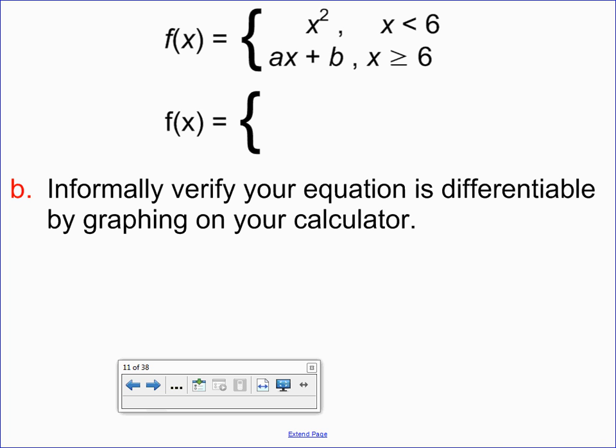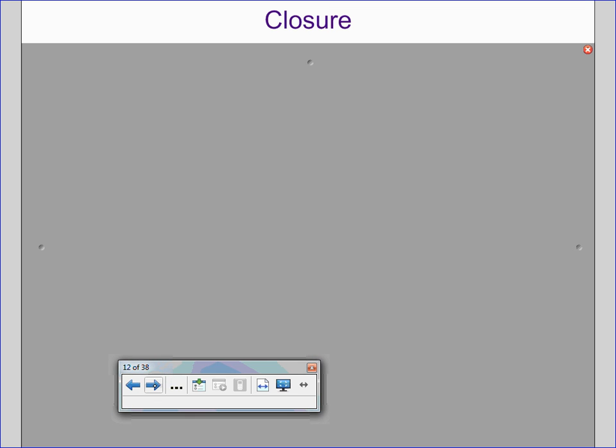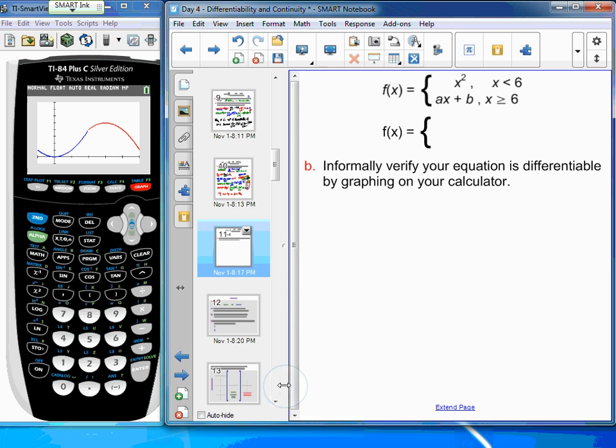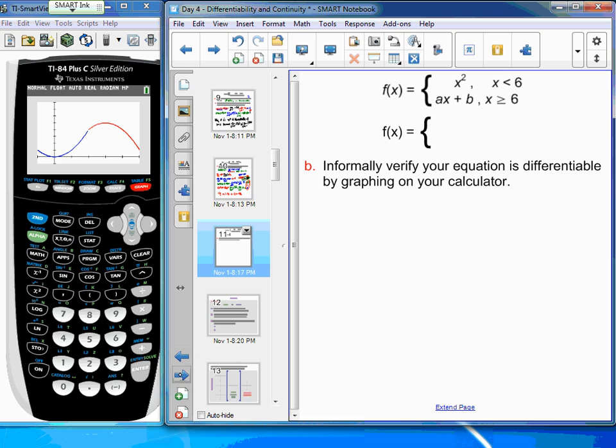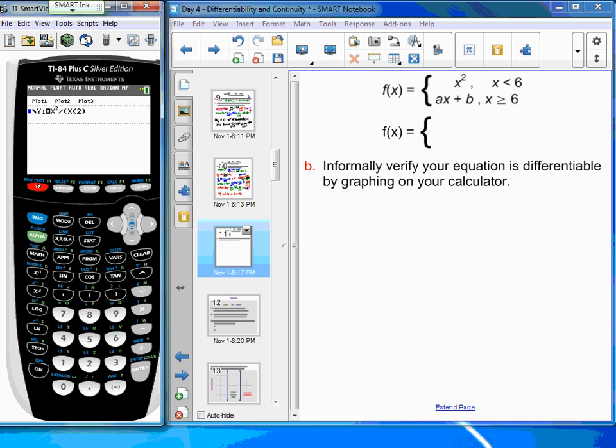If I graph on a calculator, certainly. We could use our domain restrictions again, and manipulate the window here to make this a little bit nicer. Let's see where that's going to put us. And so we want a to be 12 and b to be equal to negative 36. Let's try that. So in my regular function definition, let's still do x squared. I'm going to toggle over and make this now 6.